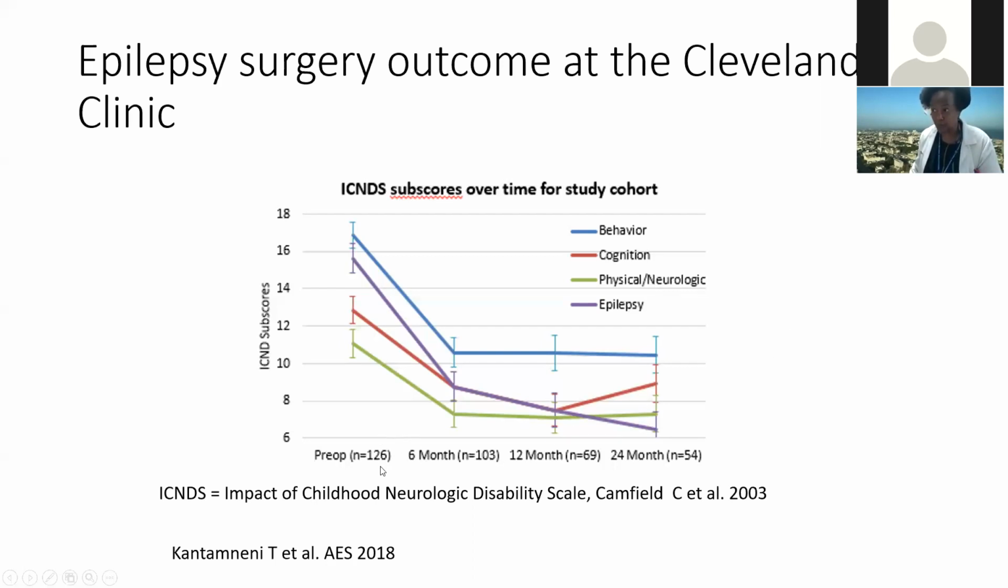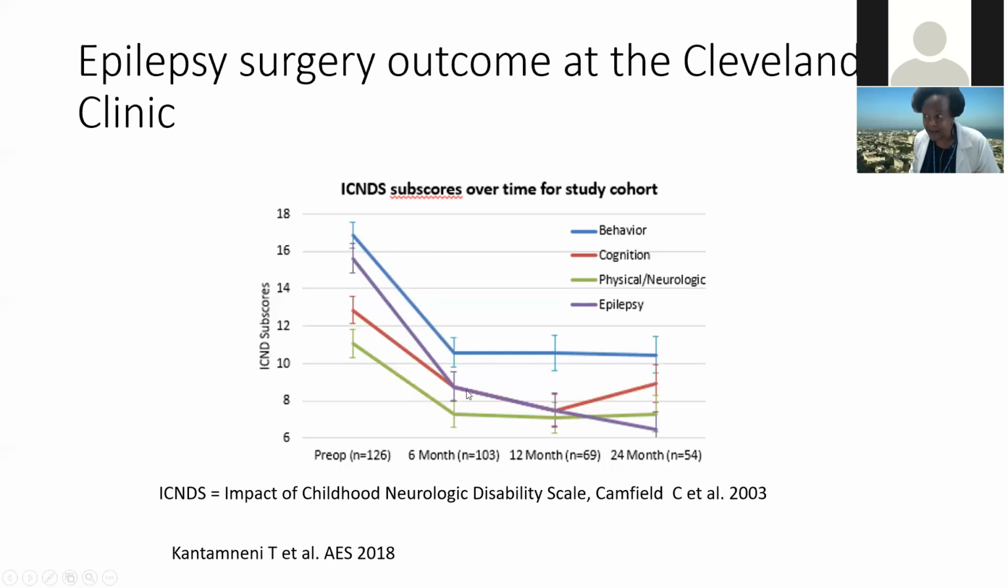There were 126 patients. These are the scores before the surgery. And then after the surgery, how the scores changed, okay? Higher score means more impairment. Lower scores mean improvement, meaning better. So for the patients who have a lesion in the brain that we were able to solve with epilepsy surgery, the behavior improved over time. At the end of the scale, we have 2 years, right?